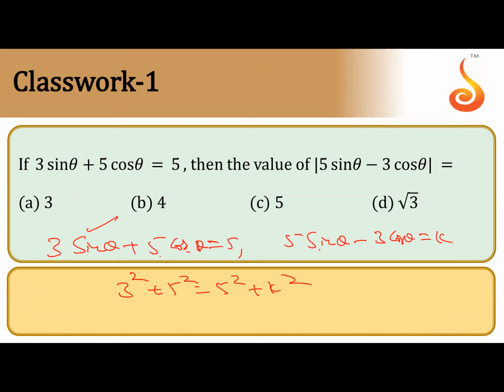Yes, very good, Tejas. Here 5 square cancels, 9 equal to k square. k equal to plus or minus 3, but modulus is there, right? So modulus is there, that's plus 3. Answer is plus 3. Just assume this inside value as some k, and using the previous property, 3 square plus 5 square equals 5 square plus k square. Because they ask for modulus, plus 3 only comes.